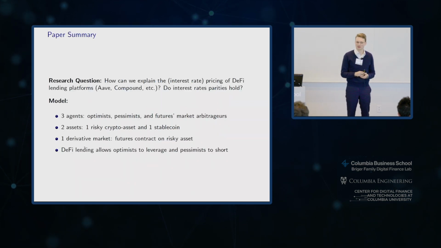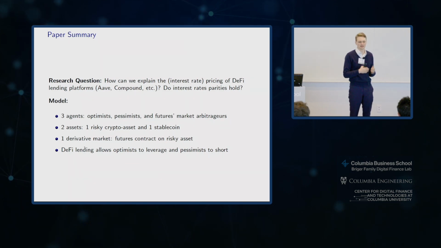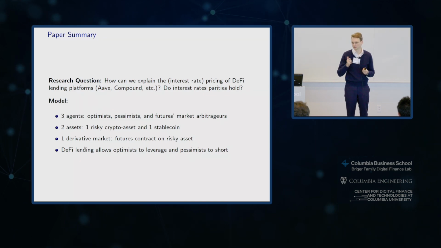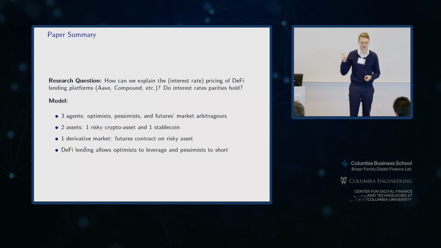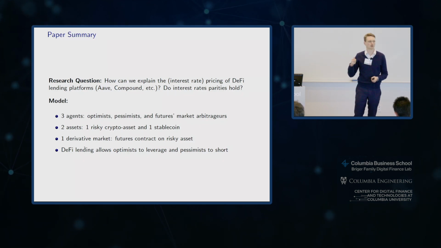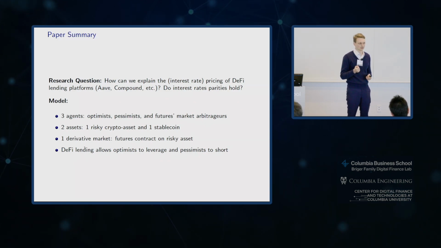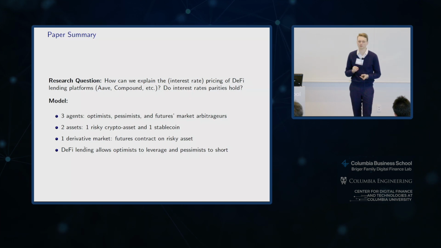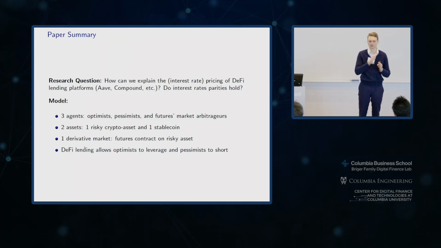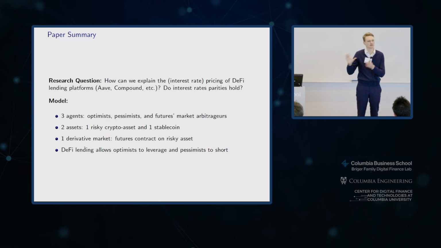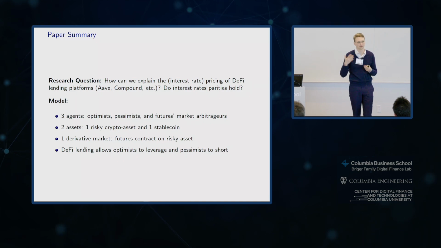So the research question of the paper is really trying to explain the interest rate pricing of these new DeFi lending protocols, things like Aave or Compound. In particular, the paper is focused on interest rate parities and whether this holds and under which conditions. The paper starts with a stylized model, which has a couple of elements I'll try to summarize on the slide. The model has three agents. On one side we have some optimistic agents, on the other side some pessimists, and then we also have futures market arbitrageurs. They might be different agents with different sets of preferences as well.